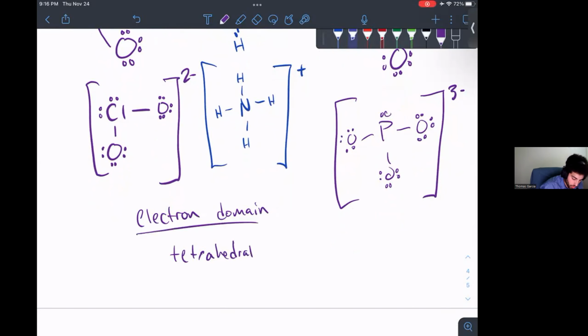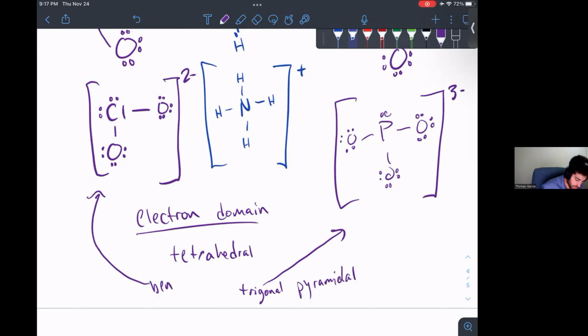However, both that one and this one are not going to be a tetrahedral molecular geometry. This one's going to be trigonal pyramidal, and this one's going to be bent.